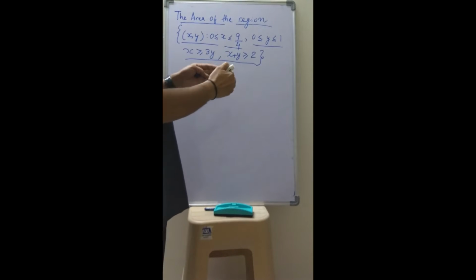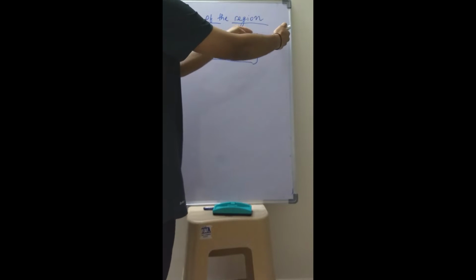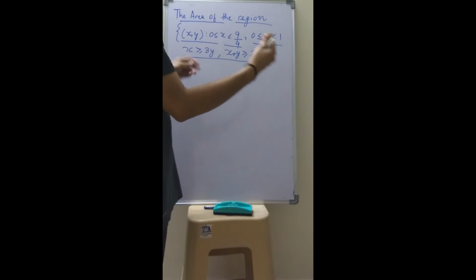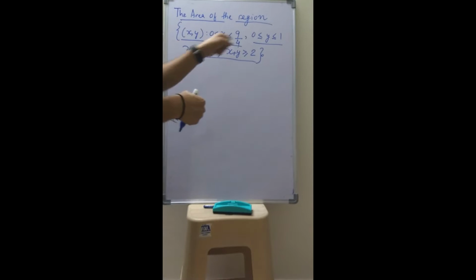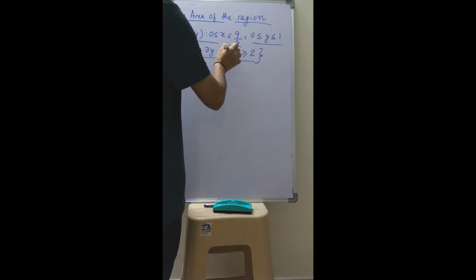So what you need to do is separately find out the areas represented by this equation, this equation, this equation, and this equation, and whatever is the common area between all these four, that is what you have to find, right? So let's now focus on each equation one by one.